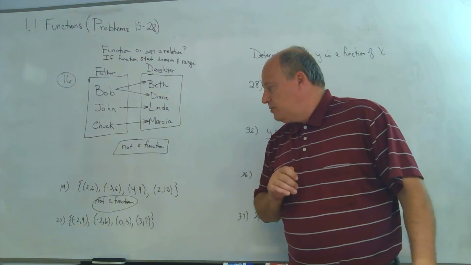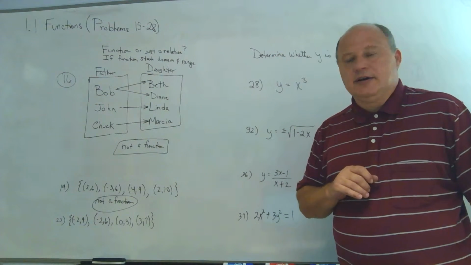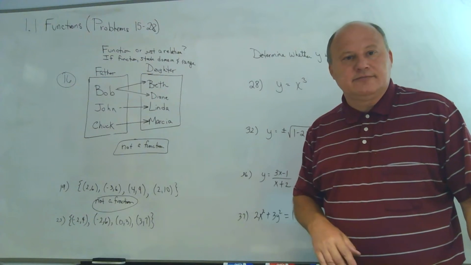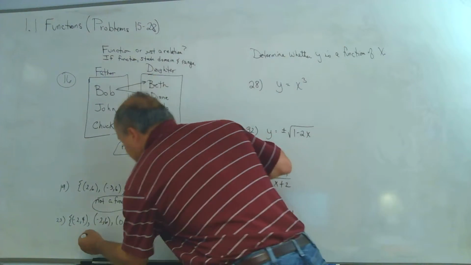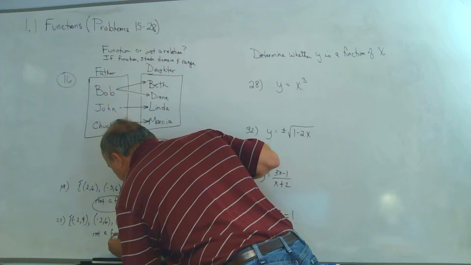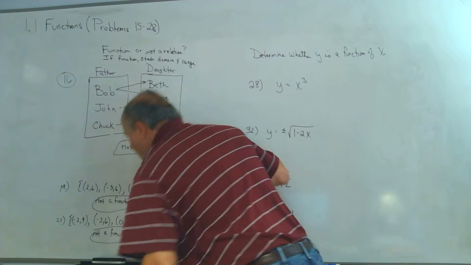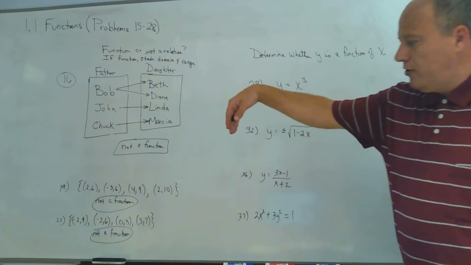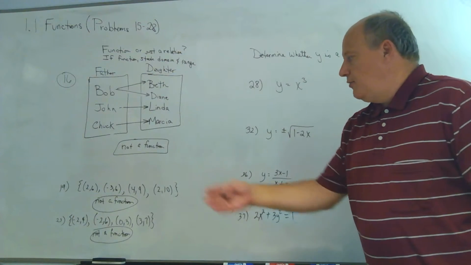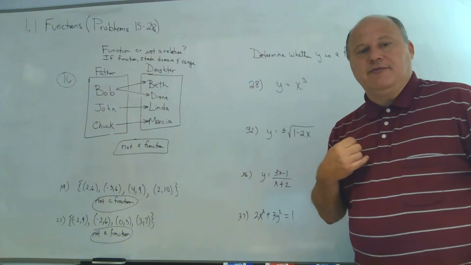And so you could probably guess what's going to happen on 23. Seeing those -2's in there, none of these are functions. So not a function, because the -2 is repeated. But if you remove either the -2, 4 or the -2, 6, just take it away, then the remaining 3 would be a function.